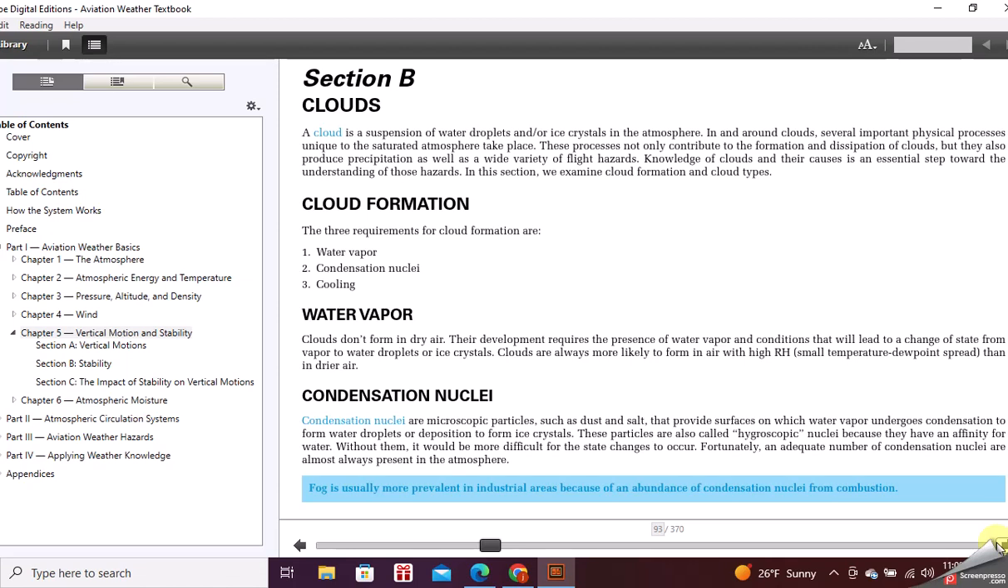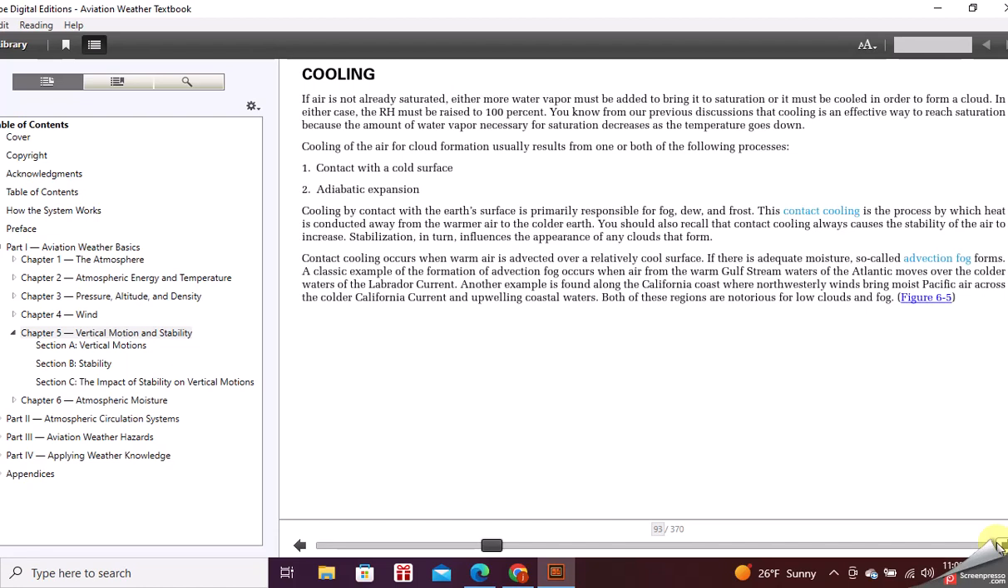The further apart, like for example, right now I'm about 26 degrees with a 0 degree dew point, I am quite dry. So clouds are just water vapor that is condensed, but there has to be something to cause that condensation. And that is condensation nuclei. Condensation nuclei can be salt from the ocean, chemicals coming out of a plant, even dust. All those could be the things that cause air parcels to condense and form clouds.